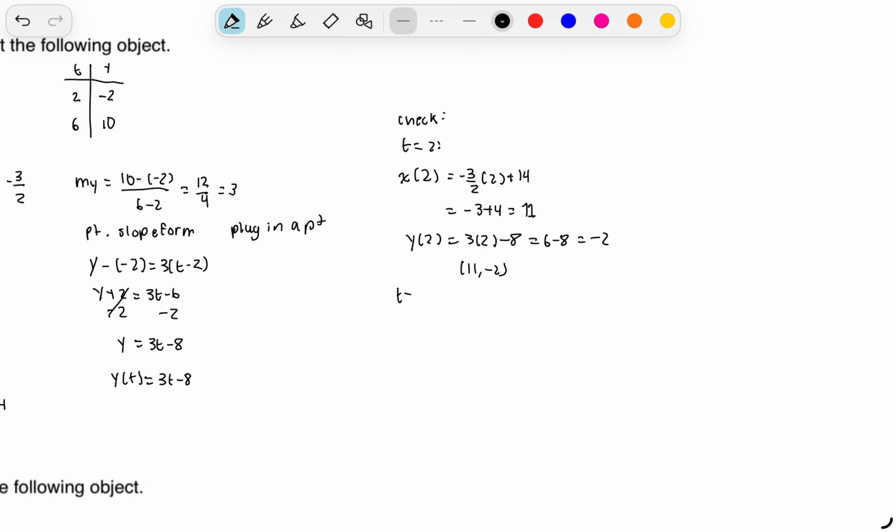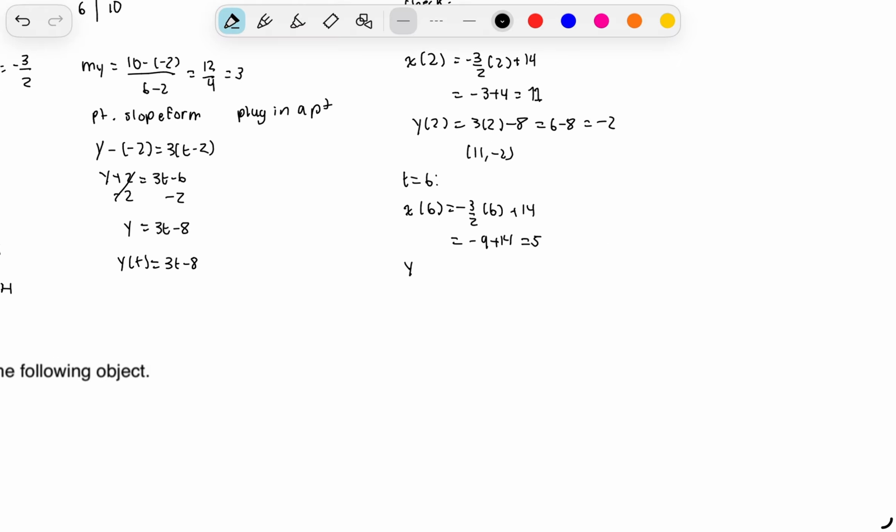Now what about when we have t is equal to 6? You're going to have x of 6 is equal to negative 3 over 2 times 6 plus 14, and that's going to be negative 9 plus 14, which is equal to 5. Now, what about y of 6? You're going to have 3 times 6 minus 8, which is 18 minus 8, equal to 10. So at t equals 6, you're going to have the point (5, 10).